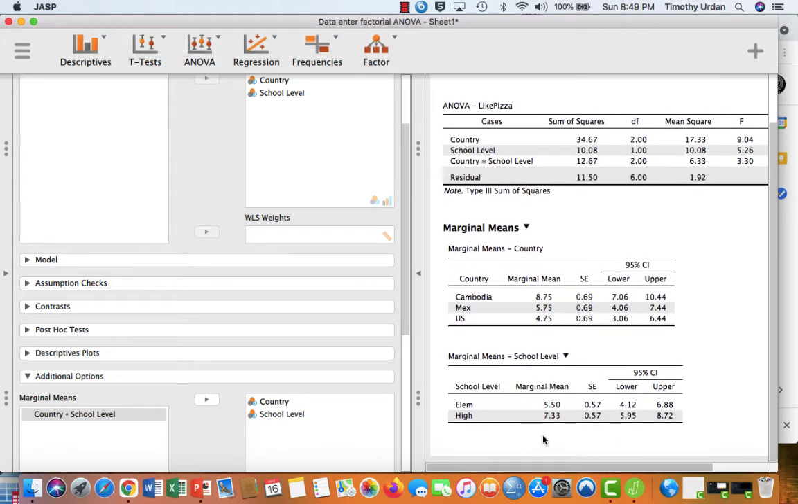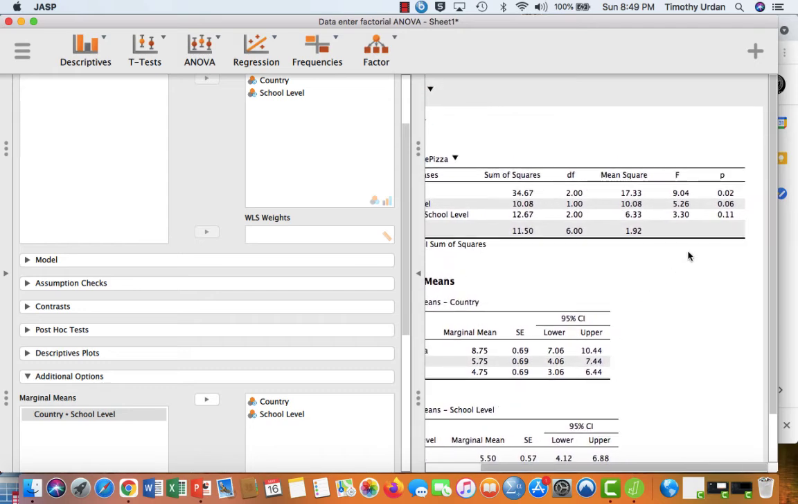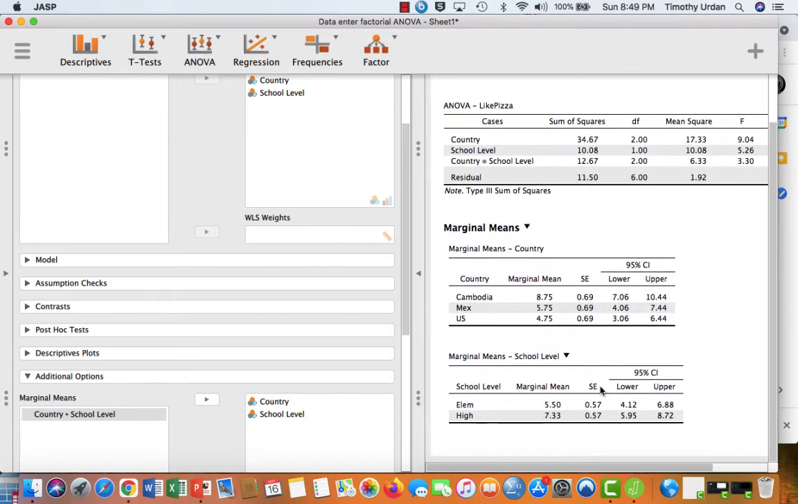Here, comparing high school and elementary school kids, that is when you collapse across the countries. So high school kids across the U.S., Mexico, and Cambodia combined have an average liking of pizza of 7.33. Elementary school kids from Cambodia, Mexico, and the U.S. combined have an average liking of pizza of 5.50. That is statistically significant. So you now know that high school students in the population, on average, like pizza more than elementary school students in the population. Okay, so that tells you main effects.